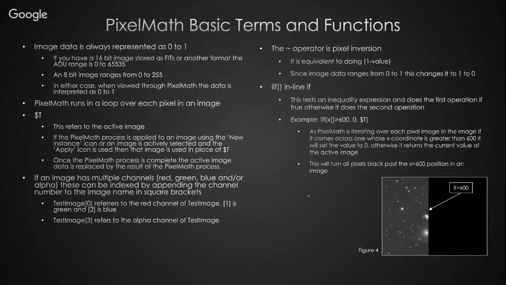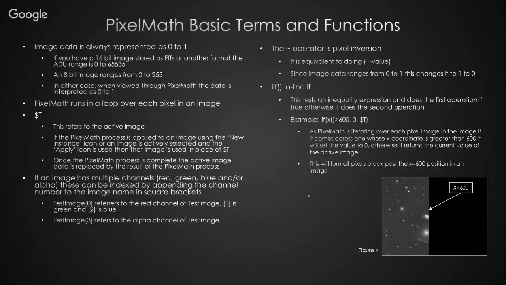So x parentheses is returning where the loop is when it's operating over every pixel in the image, where the x coordinate is in that loop, right? Right. So that's not a pixel value. That's where it is in the image. So you're basically trying to do something to a part of an image. That's right. Got it. Right.